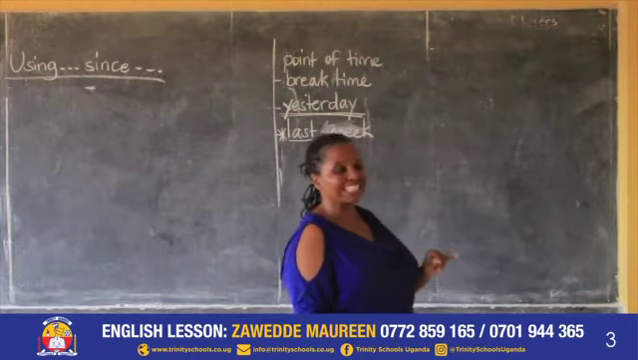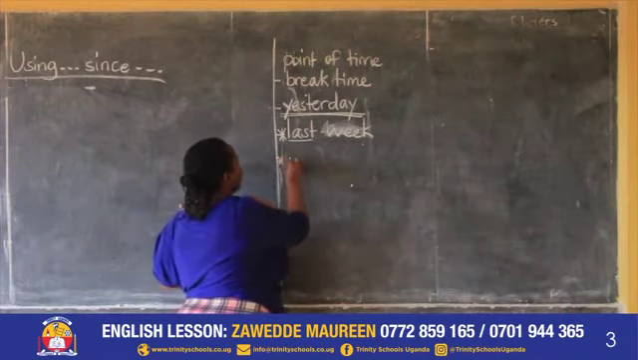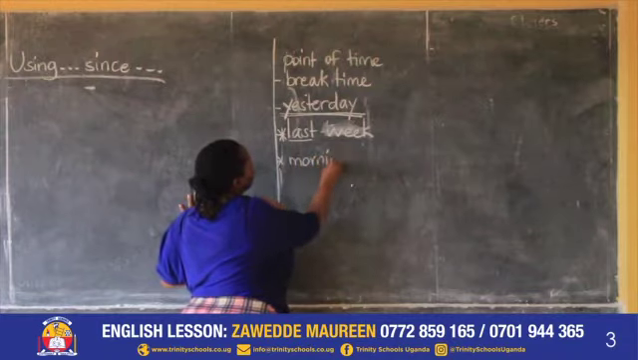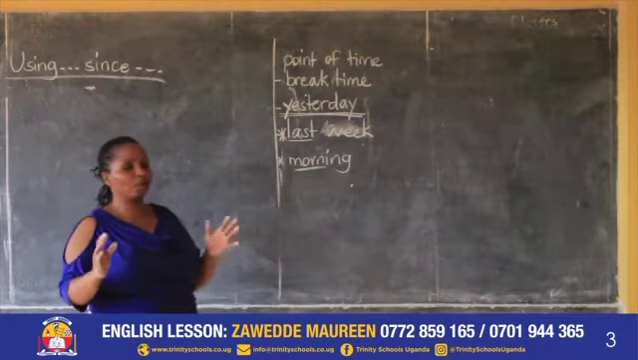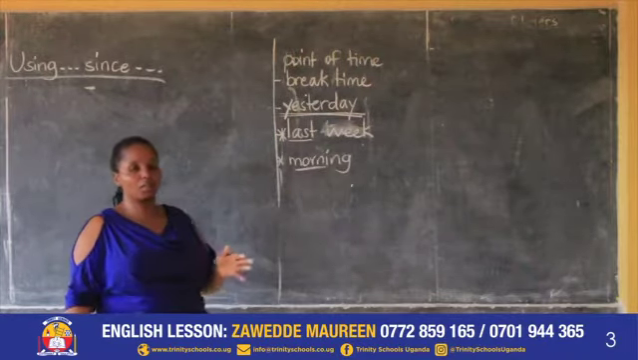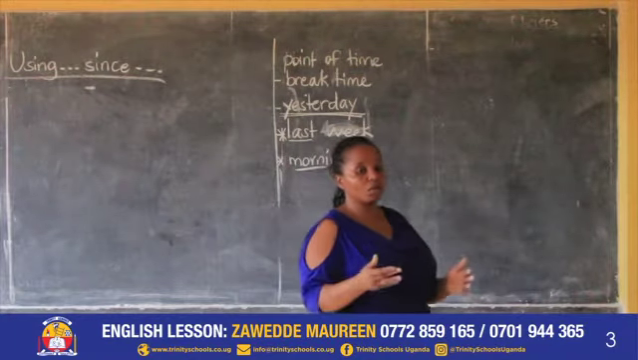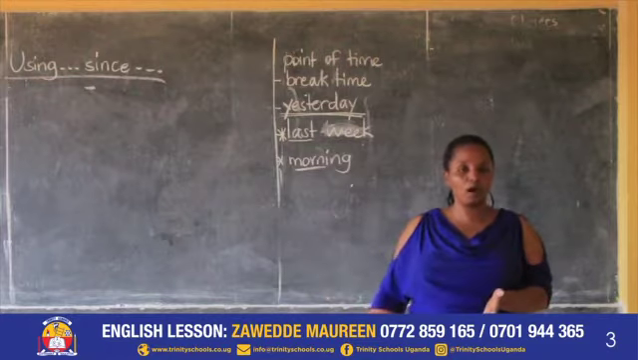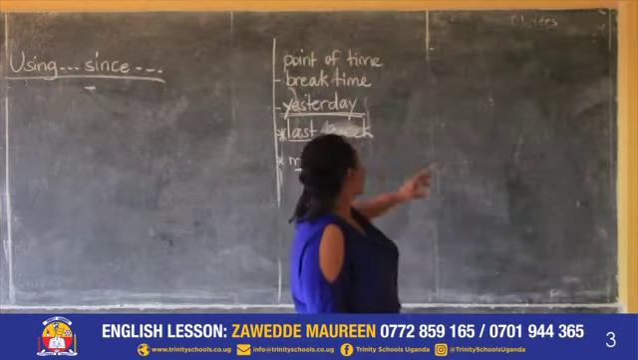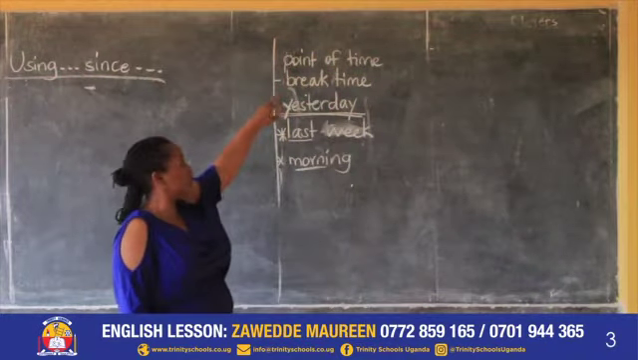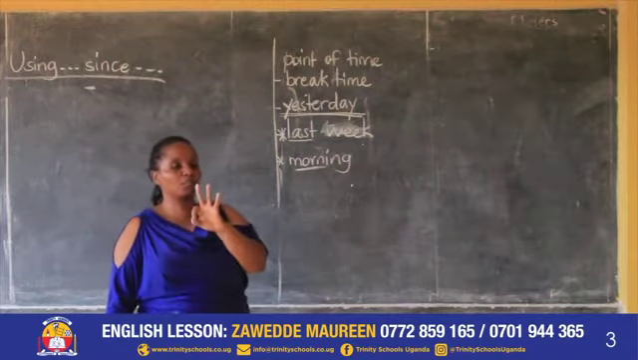It has rained since morning. Morning is the point of time. So at P4 level, the teachers stopped at that. So at P7 level, we are going to advance it a little. We are going to advance to a certain level in which we can use the structure since. We cannot do away with the meaning of since as a point of time. We are going to use since in three forms.